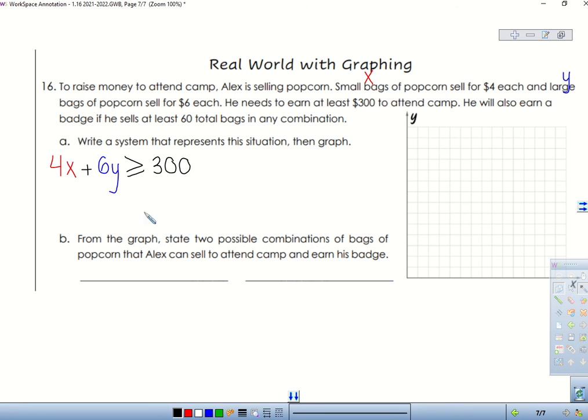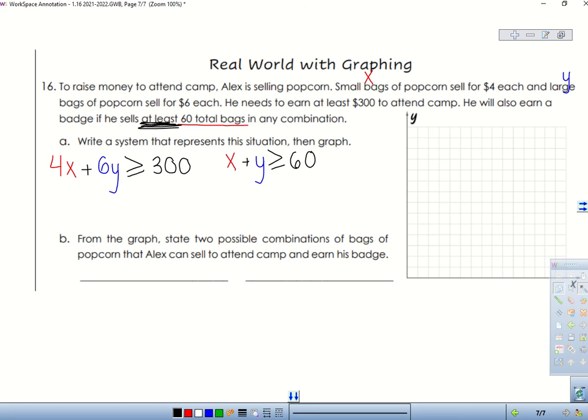You can't have less. Now the other inequality just says he needs 60 bags in any combination. So all we know there is that the amount of bags he sells for the small bags plus the amount of large bags he sells needs to be what to 60? Greater than or equal to. Good. It also needs to be greater than or equal to 60. Remember, X represents the number of small bags, Y represents the number of large bags sold.